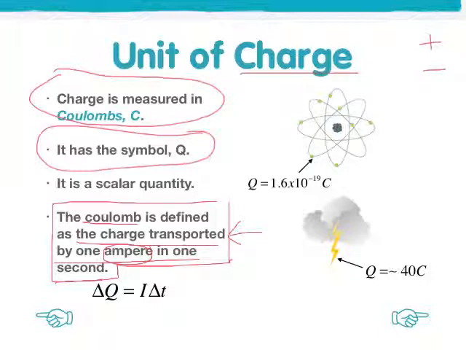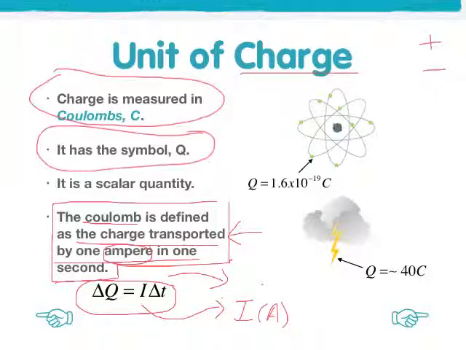To calculate the charge on an object, you would need to look at the current times the time. Current is measured in amps and time is measured in seconds. It's a simple formula to use and we'll have a few examples in the next activity.